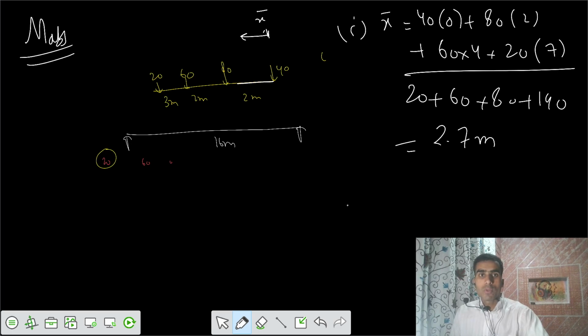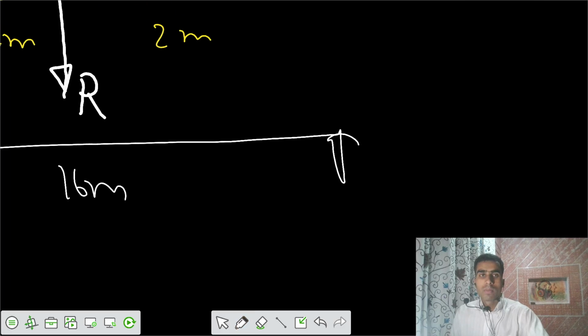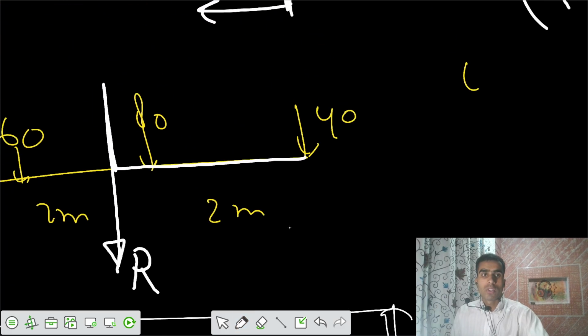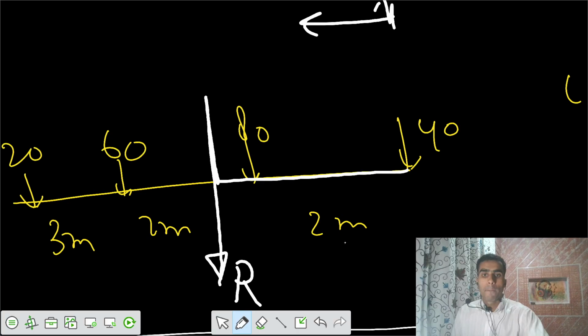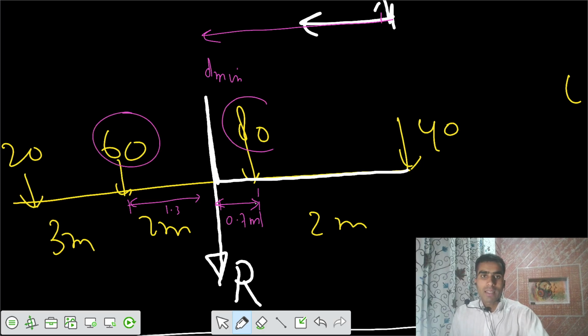That means from this point to this point we have 2.7. Here we have the centroid of R, the CG of loads at R. So if x bar was equal to 2.7, that means this part would be 0.7. That's also D minimum based on these two values. This one is 1.3, and the load is also lesser. So I would select this load now.